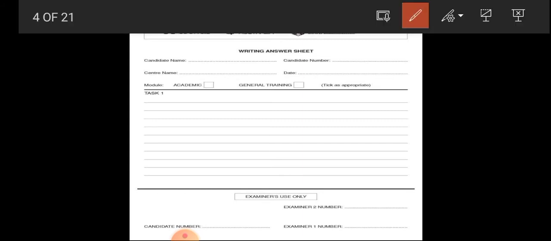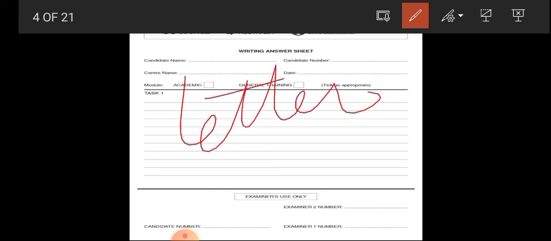Now this is the front page of task 1. For task 1 and task 2, there are 2 sheets which are provided by the examiner. This is the front page of the task 1 sheet where one needs to write their letter, and this is the first page. This is the back side of sheet 1. If you want, you can raise your hand at the examination center to ask for more sheets.